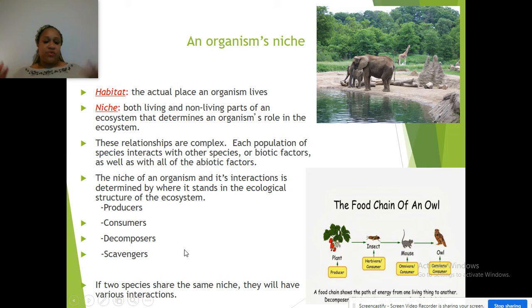Okay. If two species share the same niche, they will have various interactions. What are those interactions? What do you think they will be? Let's look at the picture. How would that elephant and giraffe interact?